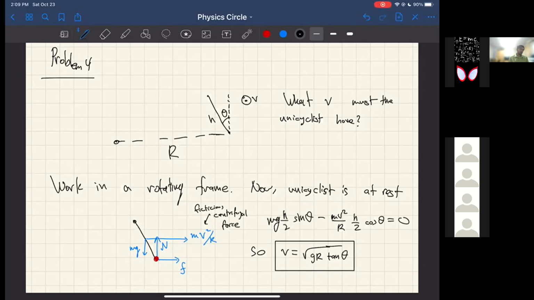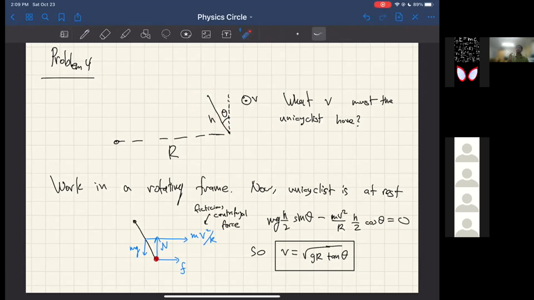Why didn't we work in the inertial frame? Yes, I really wanted to work in the inertial frame, but in the inertial frame, it's very hard to quantify the notion of the fact that the unicyclist stays at the same angle. Because if you move with the wrong velocity, the angle of the unicyclist will change. He'll either start falling inward or he'll start getting more vertical, depending on whether the speed v is too high or too low. But that's very hard to quantify.